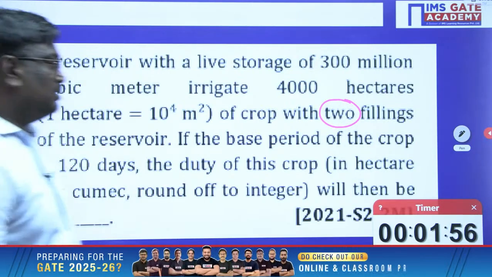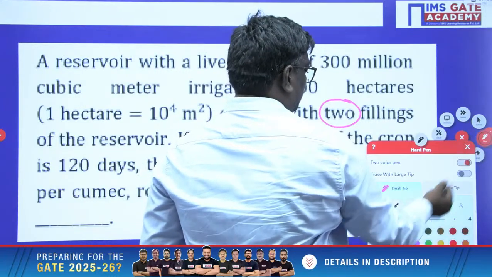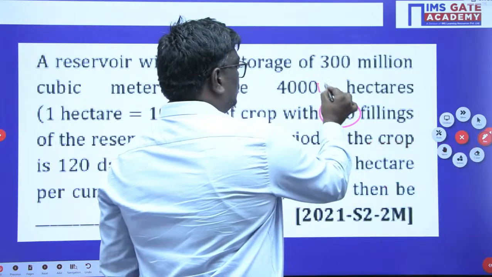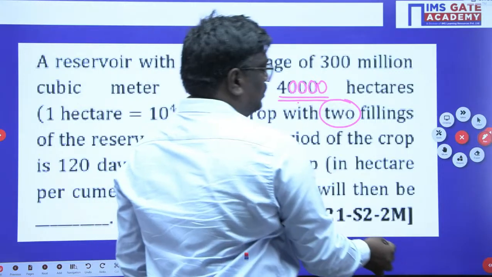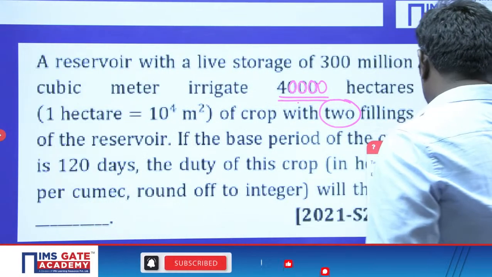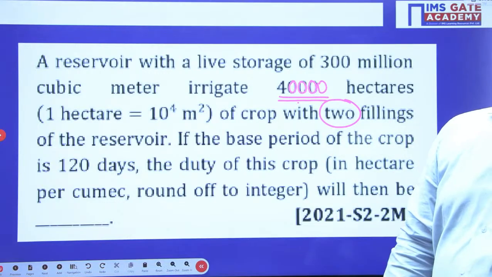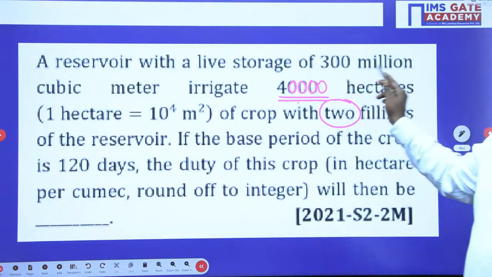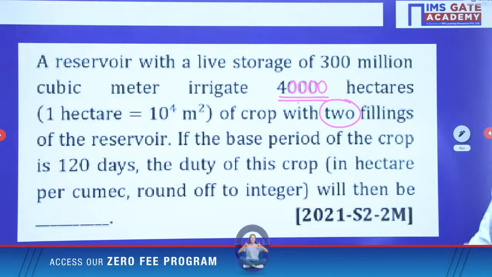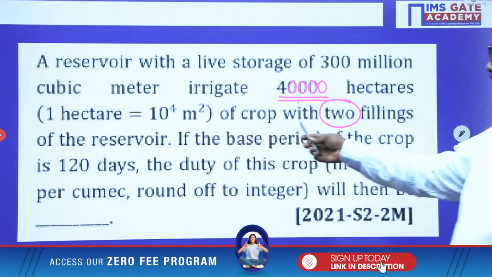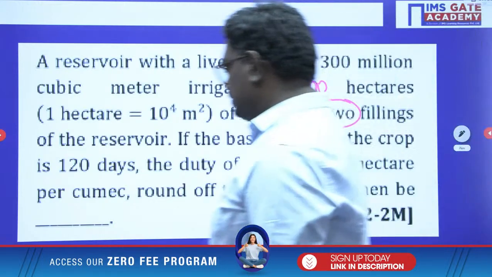I have given you enough time. Here, students, a small correction in the question actually. Here it is 40,000 hectares, not 4,000. I am writing here it is 40,000. Now read the question here. A reservoir with a live storage of 300 million cubic meter irrigates an area of 40,000 hectares. 1 hectare is 10 power 4 meter square, with 2 fillings of the reservoir. If the base period is 120 days, the duty of the crop is.